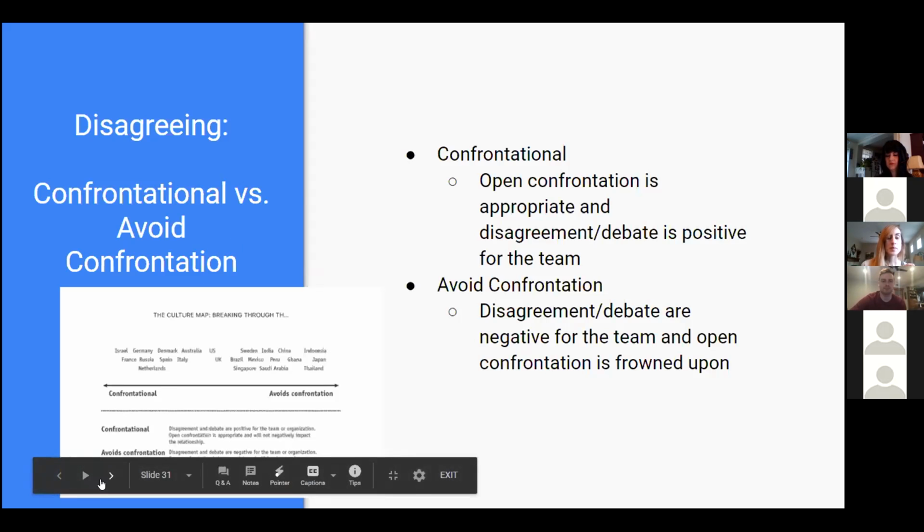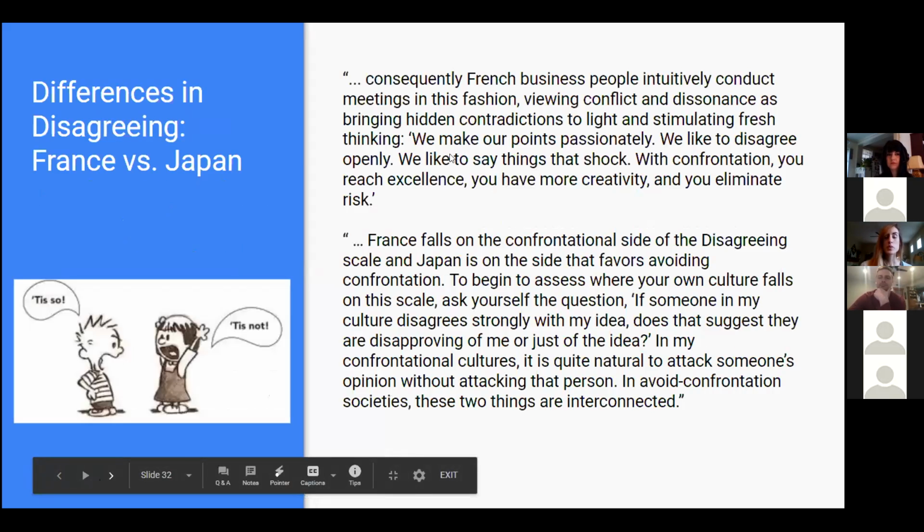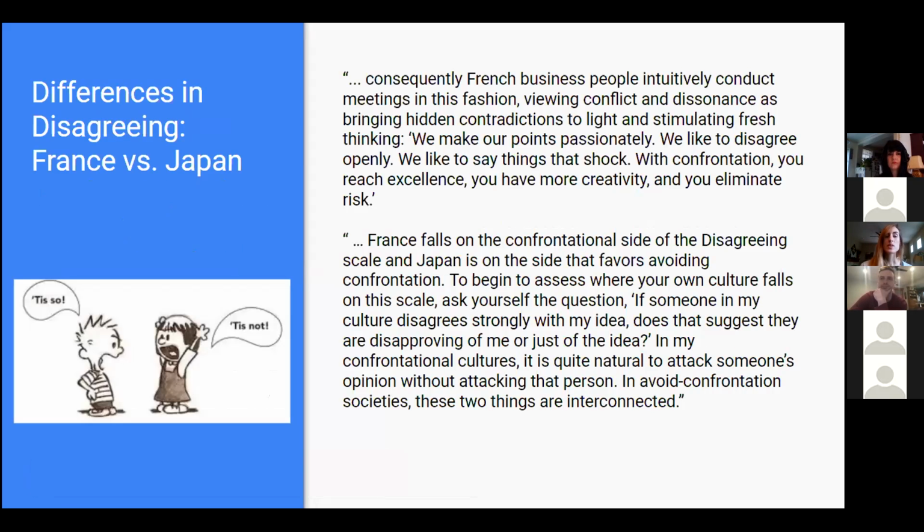So to provide some more insight on this, we do have an example, an excerpt from the book here that I'll read pretty quickly, but this does compare France and Japan. "Consequently, French business people intuitively conduct meetings in this fashion, viewing conflict and dissonance as bringing hidden contradictions to light and stimulating fresh thinking. We make our points passionately. We like to disagree openly. We like to say things that shock. With confrontation, you reach excellence, you have more creativity, and you eliminate risk."